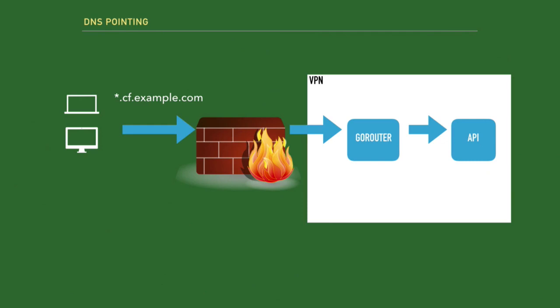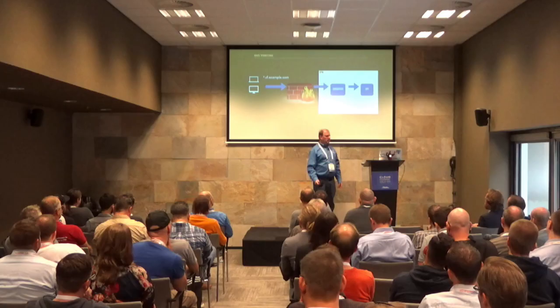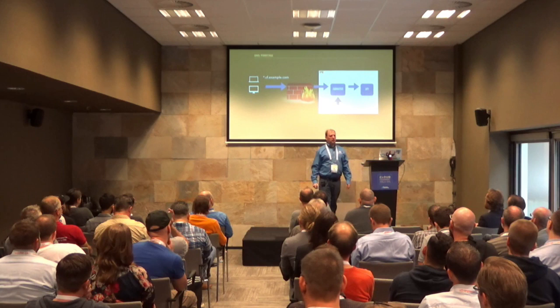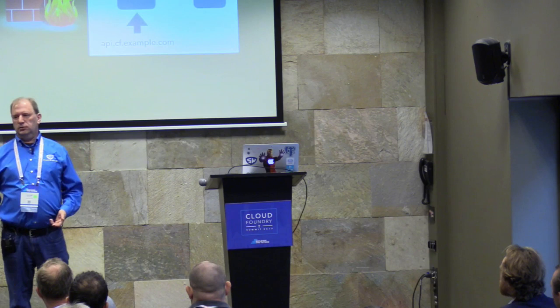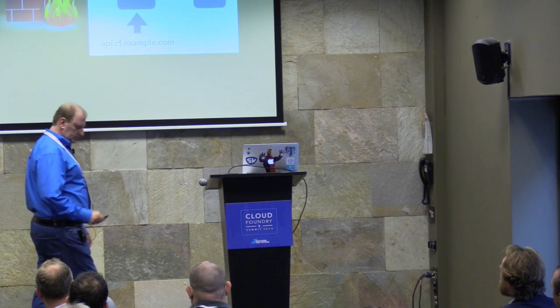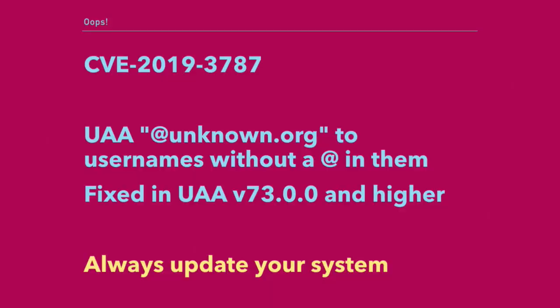Well, we have a VPN. We'll just change the DNS entry. You try doing it. Goes to a 10 dot something. Times out. Right? We've stopped the attacker in his tracks. He can't do anything. And please, if you're maintaining Cloud Foundry, please keep it up to date.